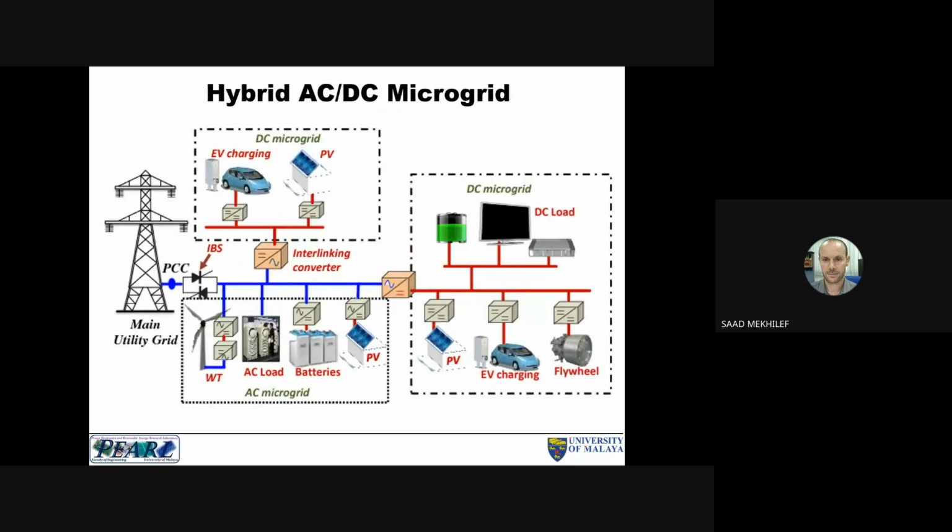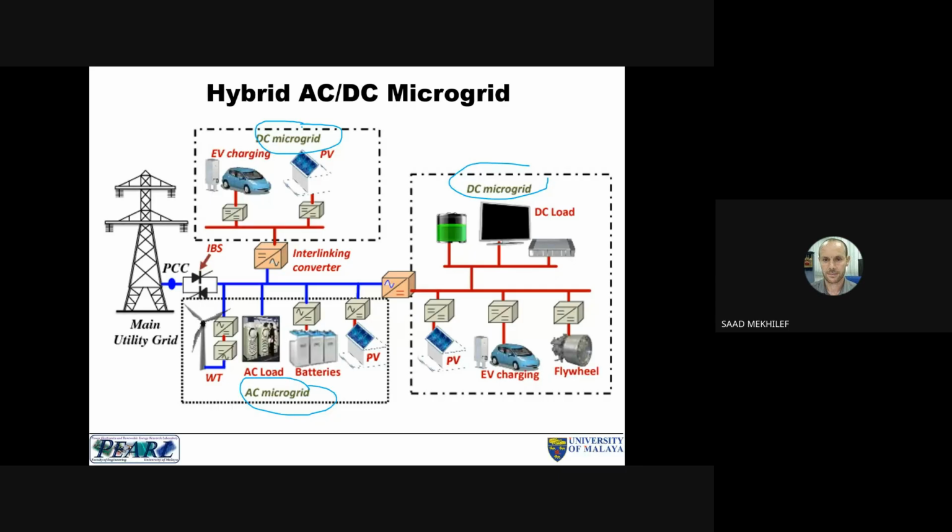And also, like I said just now, we may have a hybrid AC DC microgrid. So what we have here is a combination of 3 microgrids: an AC microgrid, a DC microgrid here, and another DC microgrid here. So a total of 3 microgrids.